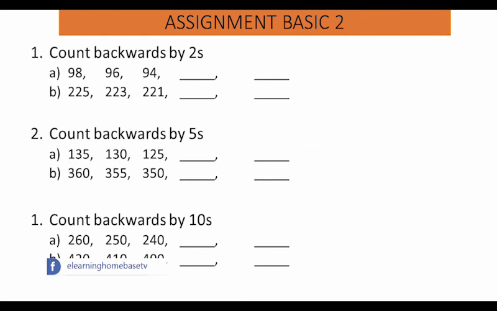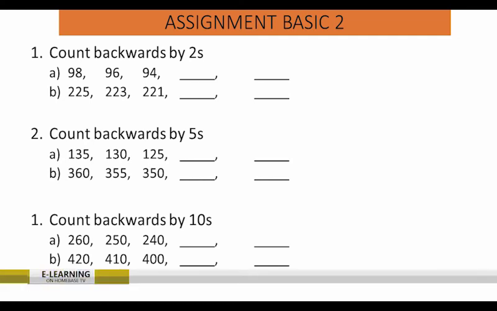Assignment for Basic 2. Number 1. You are to count backwards by 2s. So A, we have 98, 96, 94. B, we have 225, 223, 221.